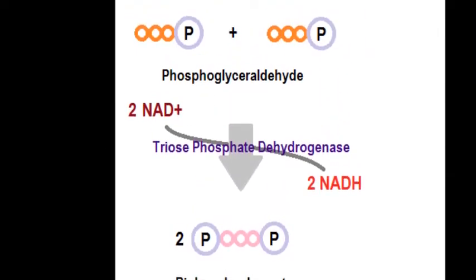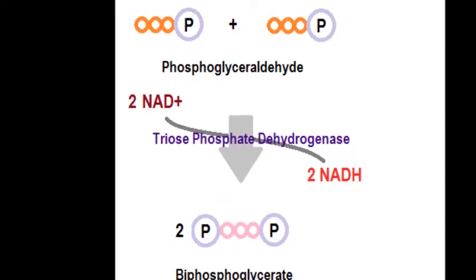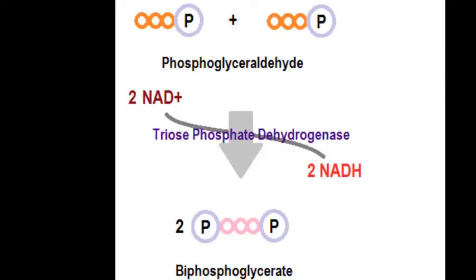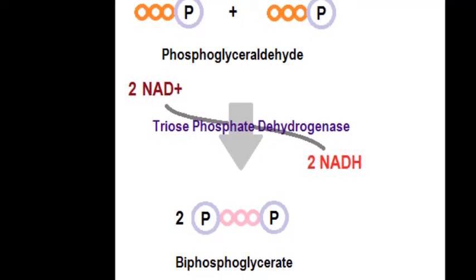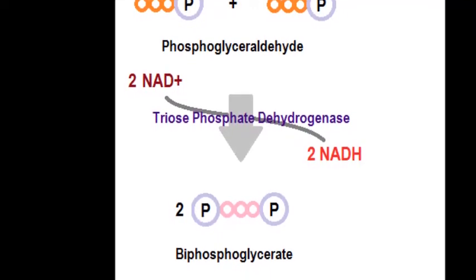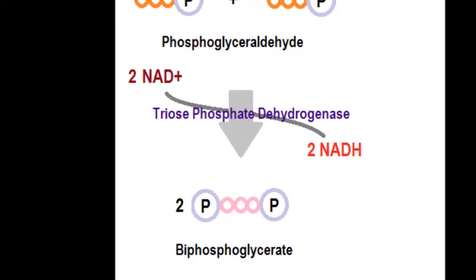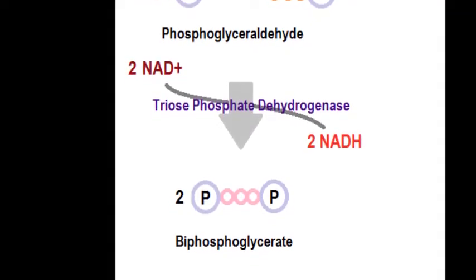Next, the two molecules of phosphoglyceraldehyde are broken down by the enzyme triose phosphate dehydrogenase into two molecules of biphosphoglycerate, which contain two phosphate groups. In this step, 2 NAD+ are reduced to NADH. NADH will then proceed to the electron transport chain.